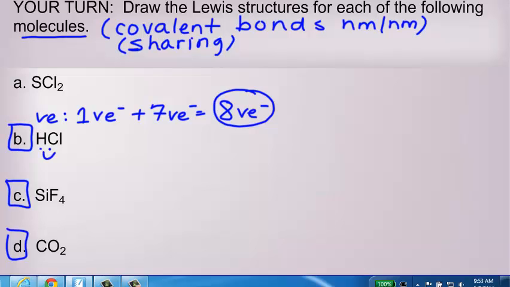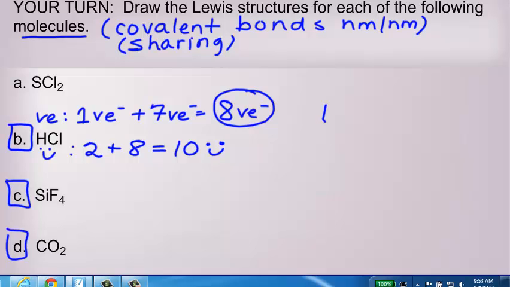The second step is happiness. And remember, everybody's happy with 8 in their outer shell that you'll be drawing, except for hydrogen. Hydrogen is happy with 2 in its outer shell. So hydrogen will have 2 when it's happy, and chlorine will have 8 when it's happy, for a total of 10 for happiness.